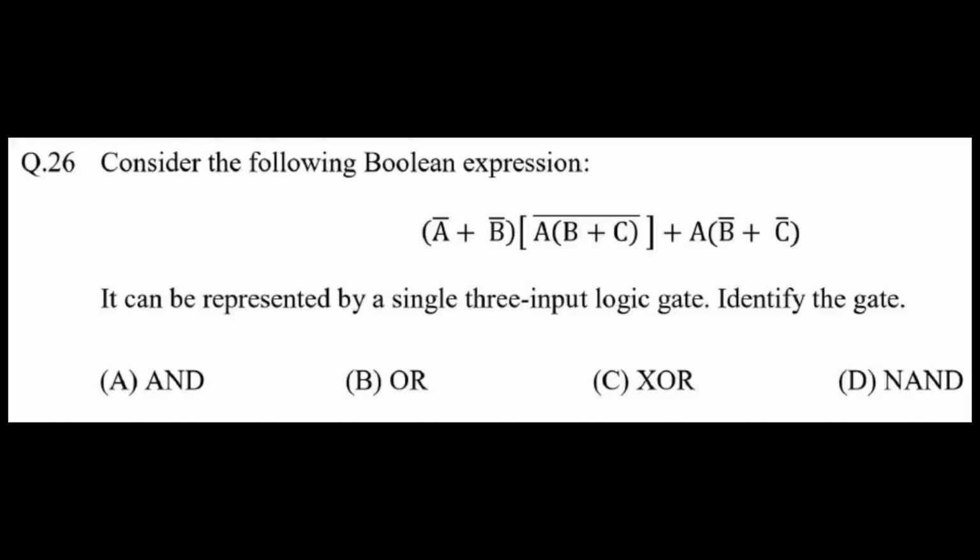Question number 26. Consider the following Boolean expression: A bar plus B bar into A into B plus C whole bar plus A into B bar plus C bar. It can be represented by a single 3-input logic gate. Identify the gate. Option A AND, option B OR, option C XOR, option D NAND.